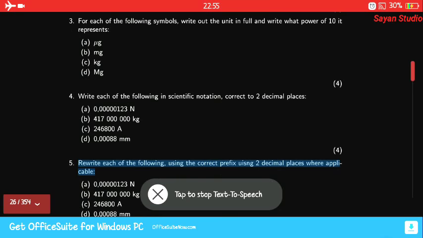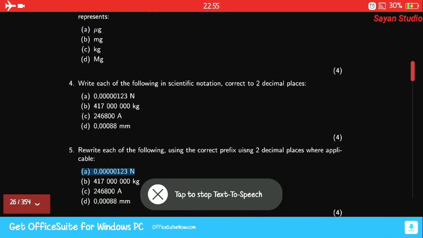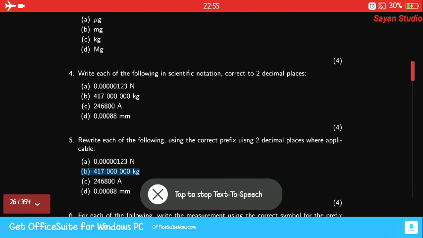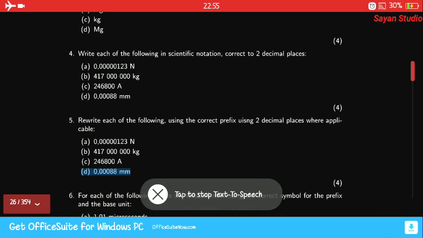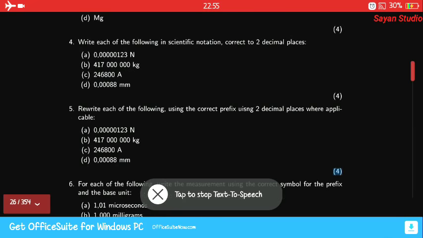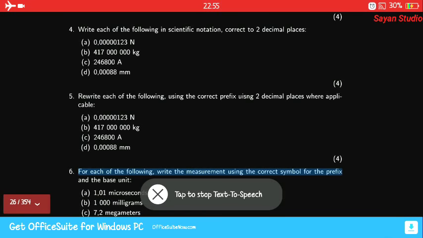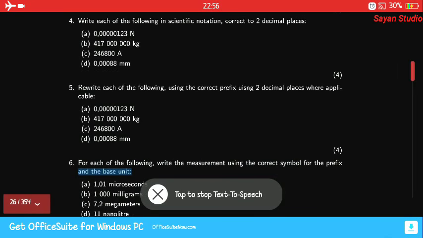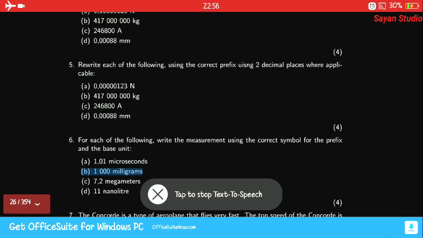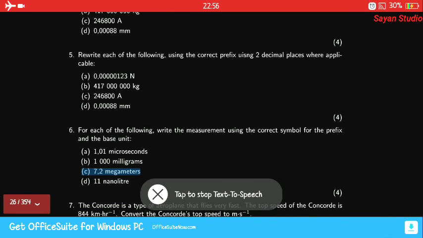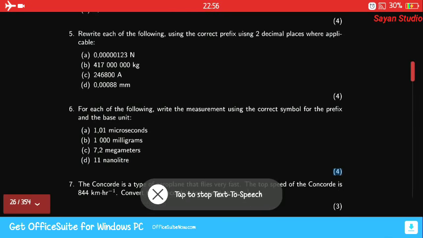5. Rewrite each of the following using the correct prefix in 2 decimal places where applicable. A. 0.00123 N. B. 417 million kilograms. C. 246,800 A. D. 0.088 ton. 6. For each of the following, write the measurement using the correct symbol for the prefix and the base unit. A. 1.08 microseconds. B. 1000 milligrams. C. 2 megameters. D. 11 nanoliter.